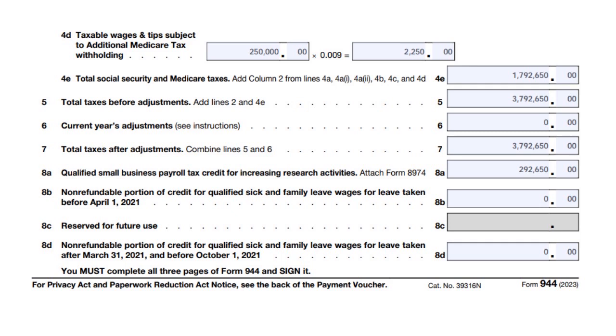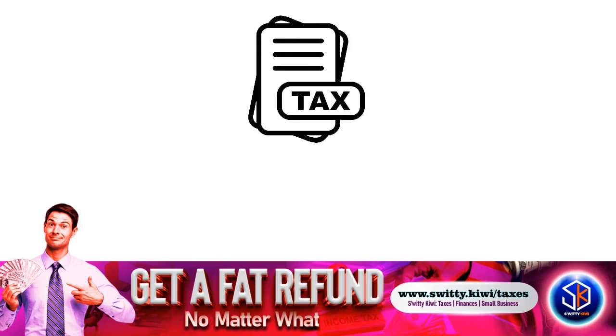And so on line 4E, you add everything. If you add everything from 4A all the way to 4D, we have the amount $1,792,650. And total taxes before adjustments, that's the amount you have here. And line 7, total taxes after adjustments, that's the amount we have here, okay?